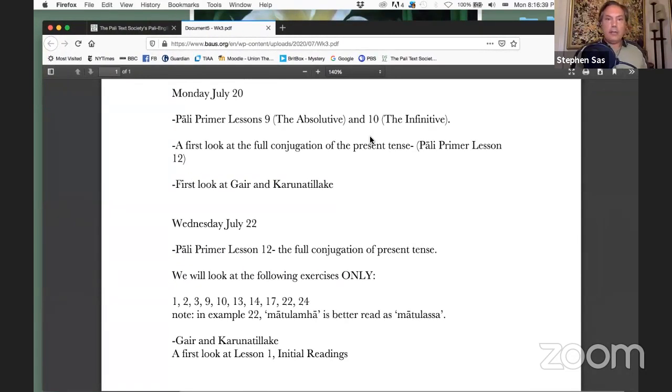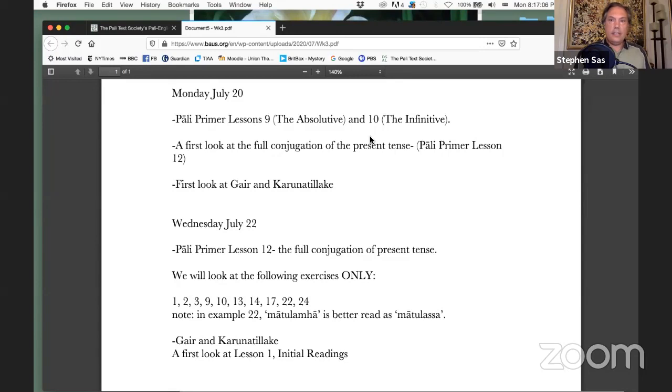Today we're going to be covering Pali Primer lessons 9 and 10. That covers the absolutive and the infinitive. In this class we're going to jump over lesson 11 and skip to lesson 12, where we'll find the full conjugation of the present tense.